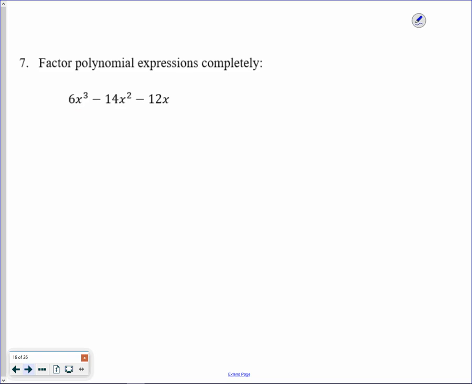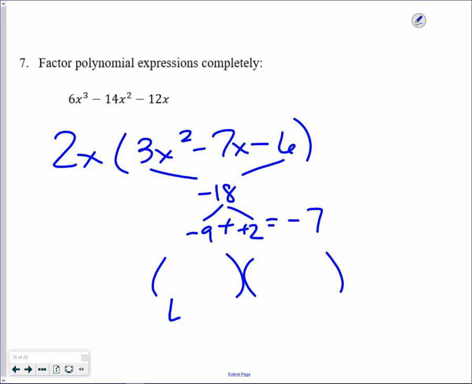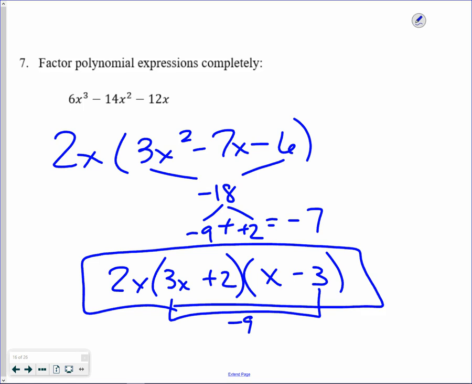Next one, is there a GCF? The answer is yes. I can take a 2x out of each one of those. And now, factoring, the outside two numbers multiplied together give -18. I need factors of -18 that would get you -7: -9 and 2. Setting the outside parentheses as one of them, I'm going to use -9, the first term and the last term. And then it's a matter of filling in the blank with what you are missing. And don't forget the GCF.